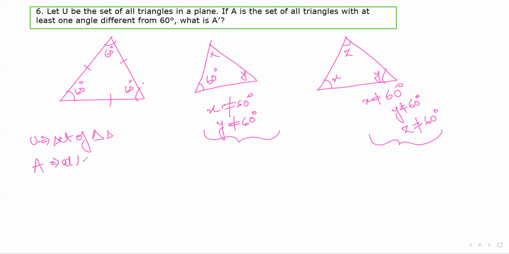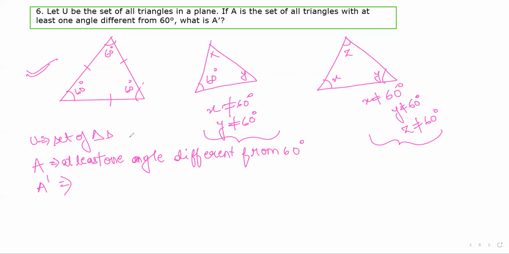at least one angle different from 60 degree. Now in a plane, triangles can exist only in three scenarios. So the universal set would be all three triangles. So from these three triangles, removing the second and third scenario, you're left with only the first scenario where all triangles are equilateral.